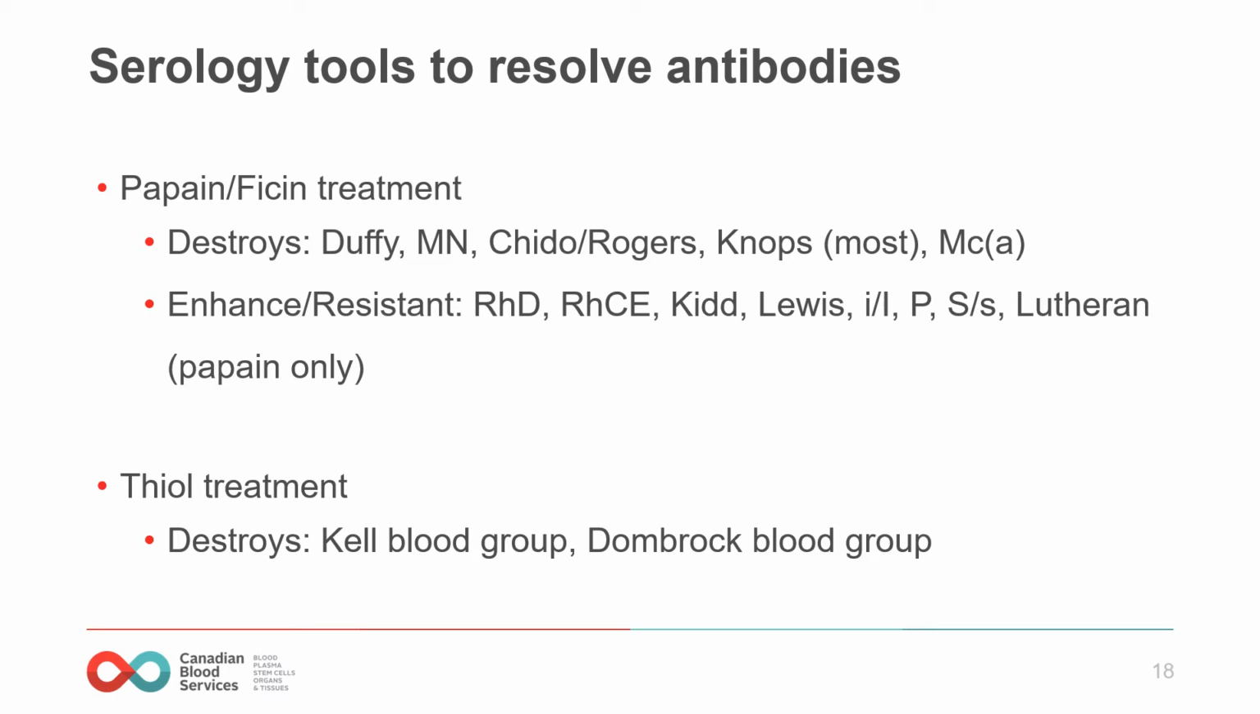For the papain and ficin treatment, the antigens that are destroyed are Duffy, Xg, Chido-Rodgers, most of the MNS, and Cromer. The antigens that are enhanced or resistant are RHD, RHCE, KIDD, Lewis, little i, P, big S, little s, and Lutheran, which is only resistant to papain. For the thiol treatment, we have to remember that the two biggest blood group systems that are destroyed by thiol are the Kell blood group system and the Dombrock.